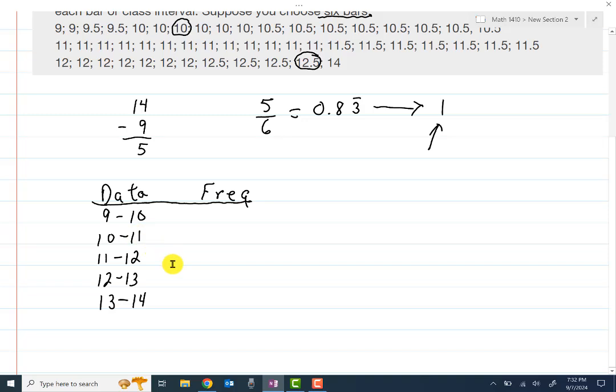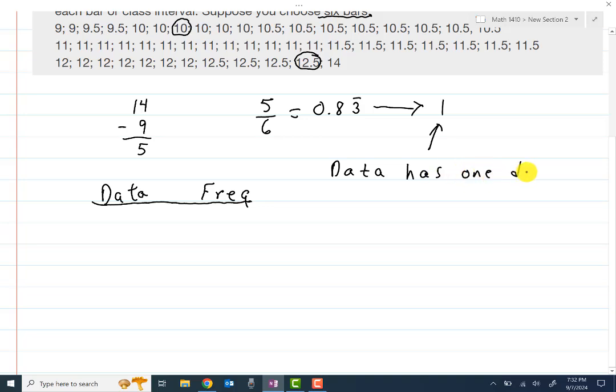Now, there is a way to fix this. What you want to do is look at the data. I'm still going to do my class width as 1, but I'm going to look at the data here. I notice the data has 1 decimal point. So before, where I said that 10 was in 2 categories at once, there is a way to prevent that from happening, and it's to use 2 decimals in making up the table.